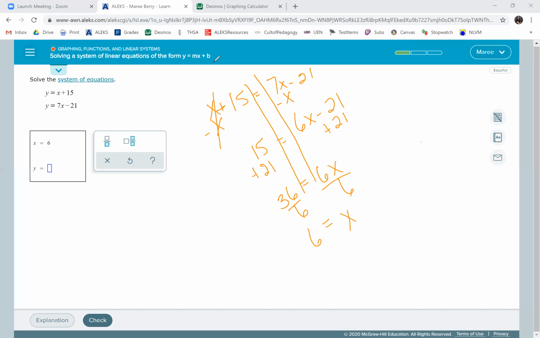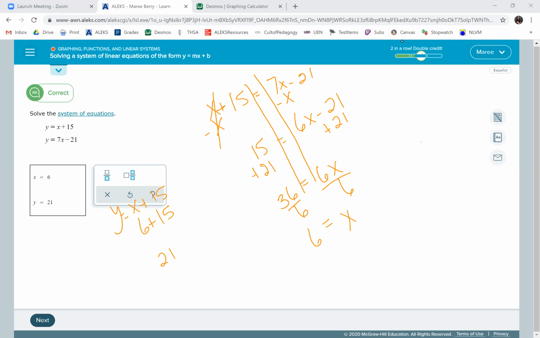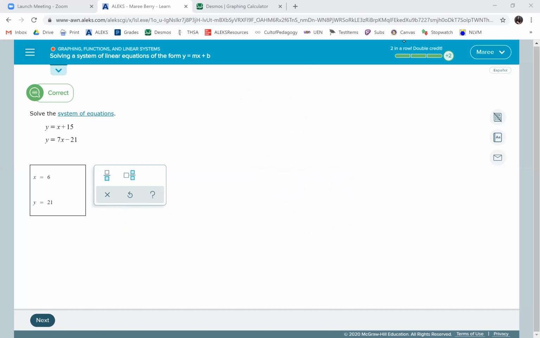And y was x plus 15. So since x is 6, I'm going to add 15 to that and get 21. So y will be 21. Check that answer. There we go. That's going to be the end of the lesson.